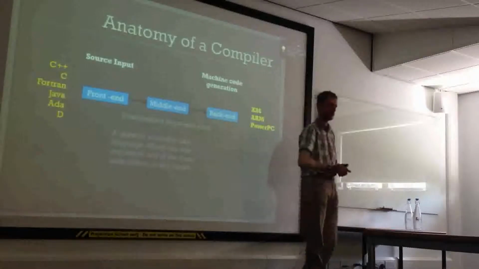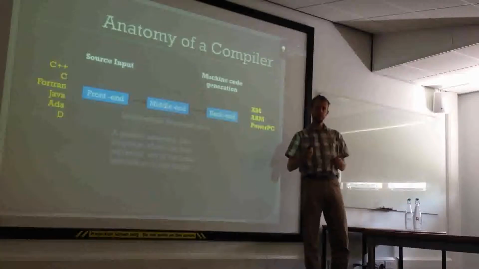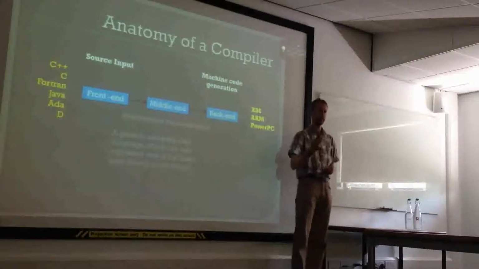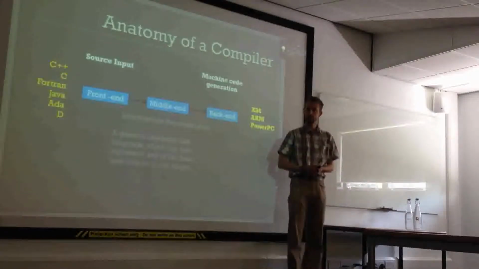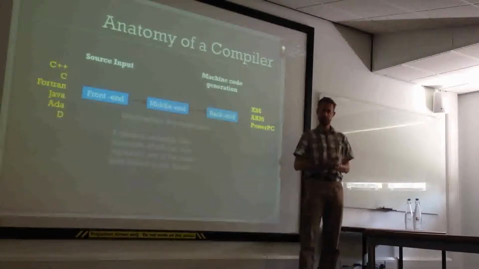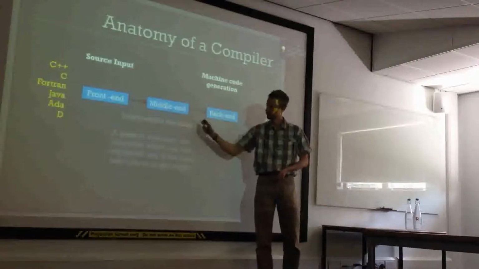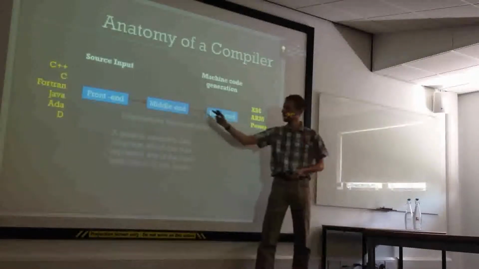Now, intermediate representation is effectively like an assembly language, but it's very, very generic, so it's not targeted at any particular platform, any particular processor. It's very high level and applicable to lots of different languages. So the front end takes a source input and converts it into intermediate representation, and then this iterates.